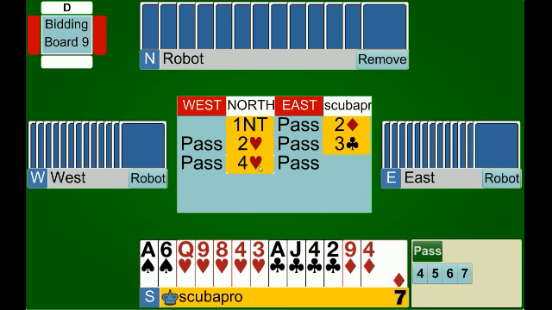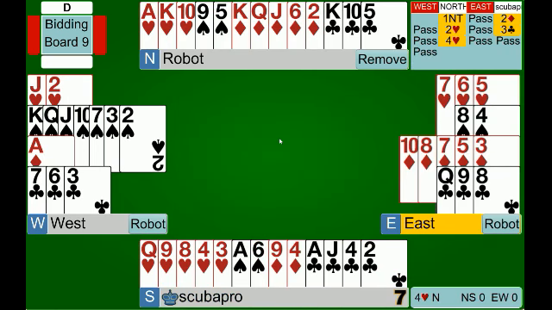Partner has shown 3 card heart support by bidding 4 hearts, and we can take a look and see that we're in a fine contract here. Notice how bad 3 no trump would be for these cards, right? If they get off to a spade lead, we're in a little bit of trouble, and we certainly can make more tricks in hearts.